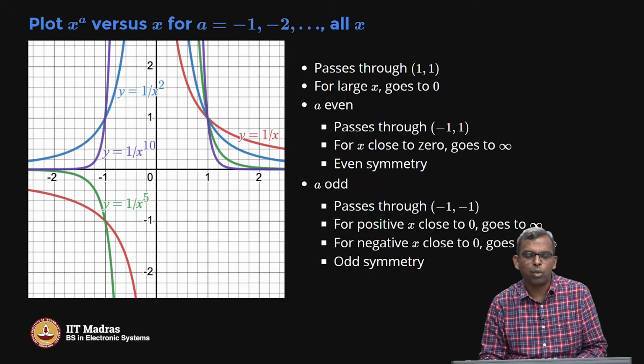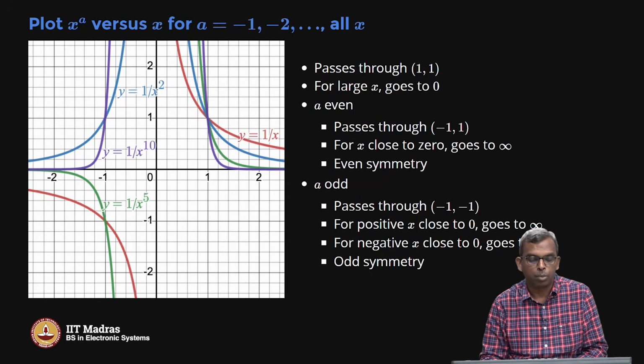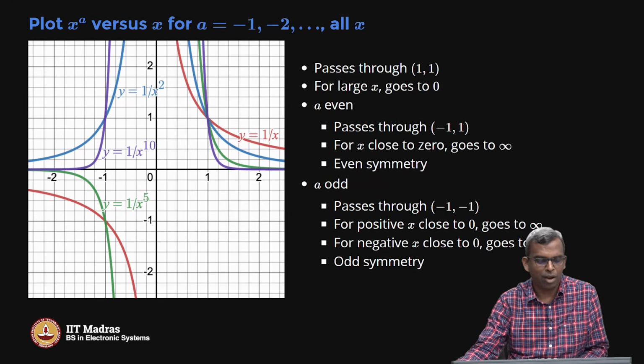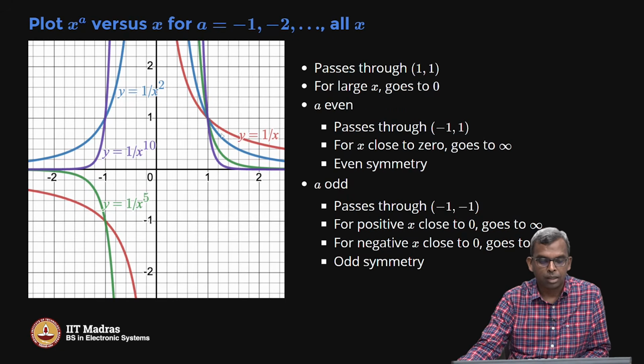The reason I don't want to consider all x with x being negative is that if a goes to a fractional, non-integer value, then I have to take roots, and that doesn't work for negative x properly. So that's this picture. I've drawn a few of them here for you. 1 by x comes here, 1 by x to the power 5 is this green curve on the first and third quadrant, and 1 by x squared is the blue curve, first and second quadrant, and the purple curve is 1 by x to the power 10, which is first and second quadrant again.